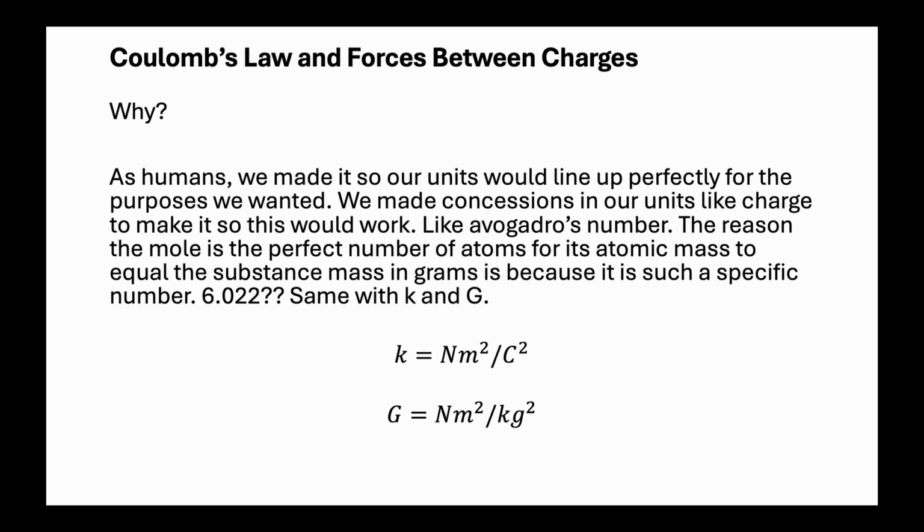It's like Avogadro's number in chemistry. The reason that the number of atoms in a mole is the perfect number so that the mass of that sample in grams is equal to the number of atomic mass units in an individual atom that makes up that sample is just because we've assigned the number of atoms in that mole to be 6.022 times 10 to the 23rd or something like that, and that's because we've made a concession on some other front to work that out.